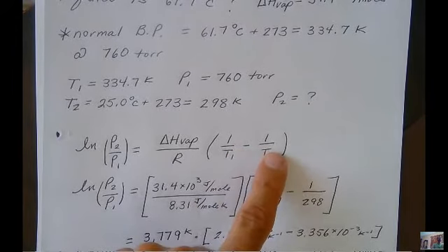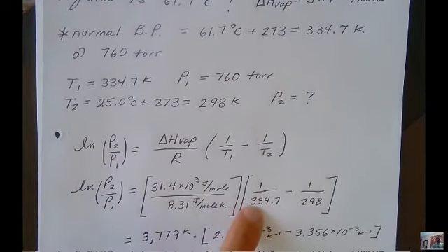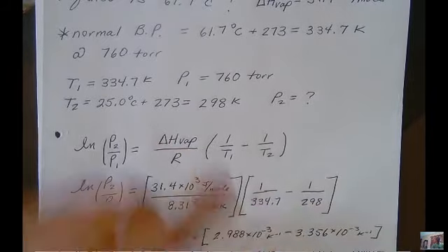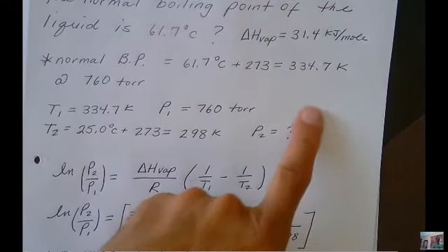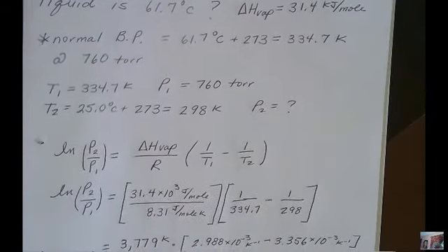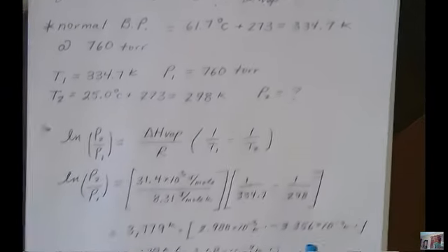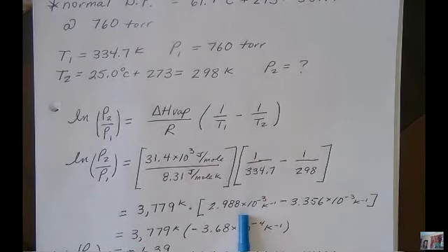Okay, what's here? T1 minus T2. I know it looks weird, but that's the way the formula works, right? Because we already moved this from negative to positive. Okay, so 334.7 is our T1. And our T2 was 25 degrees or 298. That goes down here. Okay, so take the reciprocal of this, you get this number.